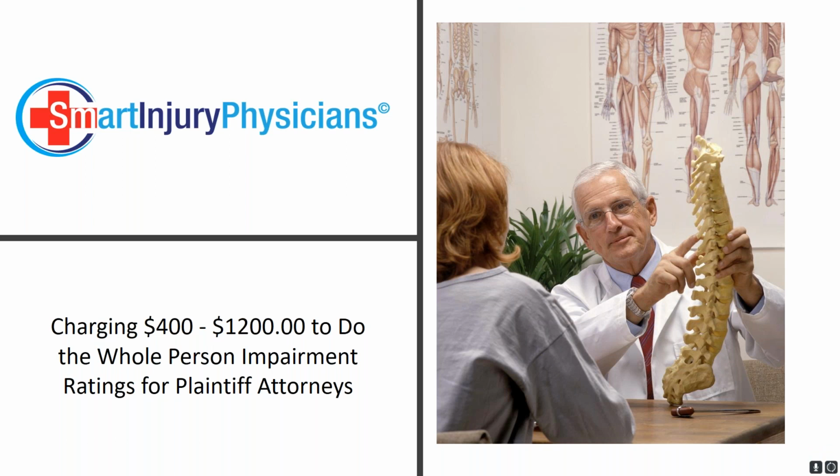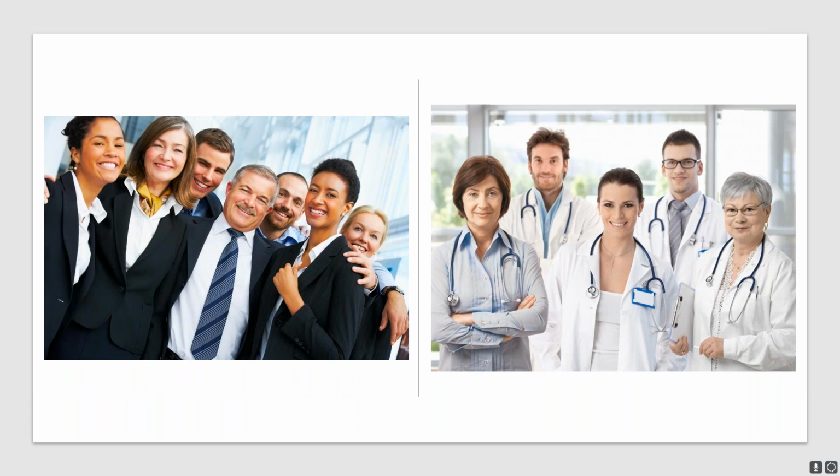All you're doing is, in order to do an impairment rating, you have to accrue all the medical records and then look for the impairment findings. What does the patient actually have? Put it into the software, run a report, print out the report, and you have your impairment rating. It's just that simple. Now, when that's done, everyone is happy.